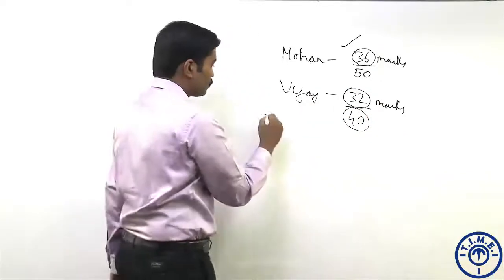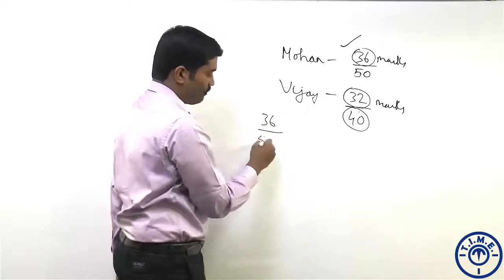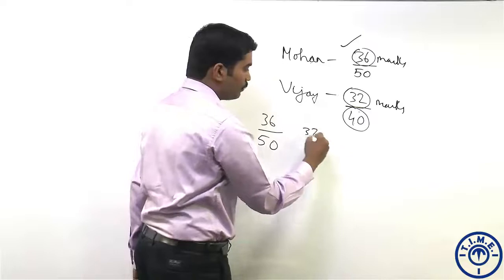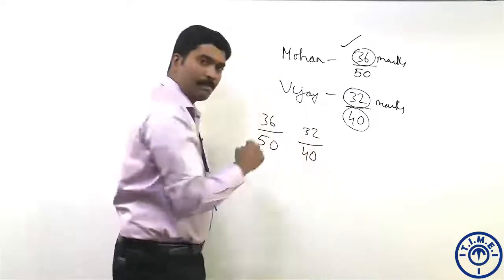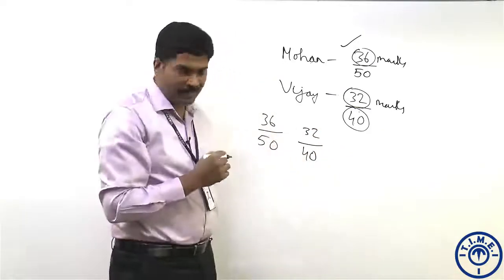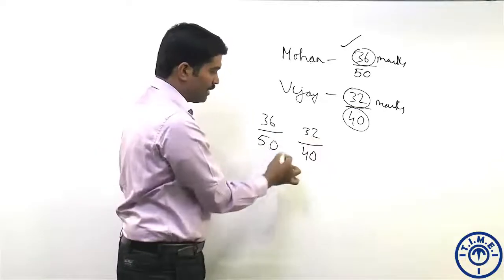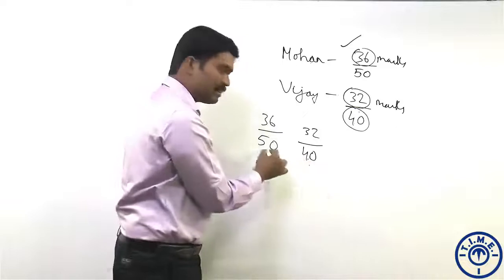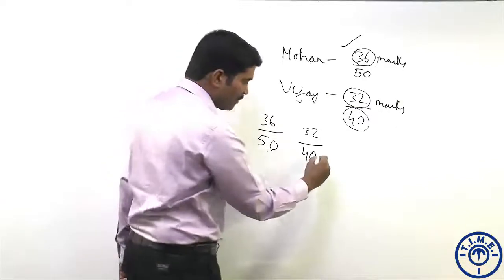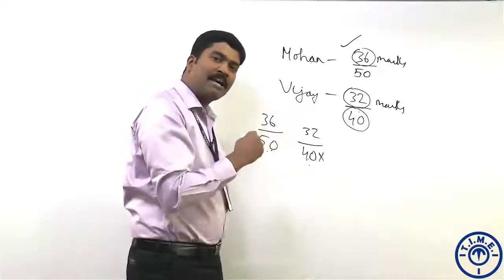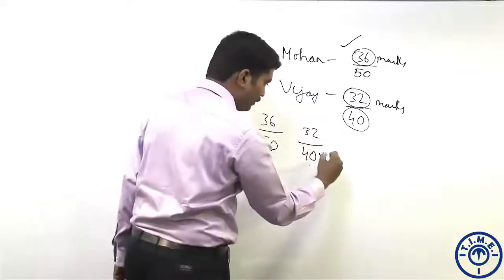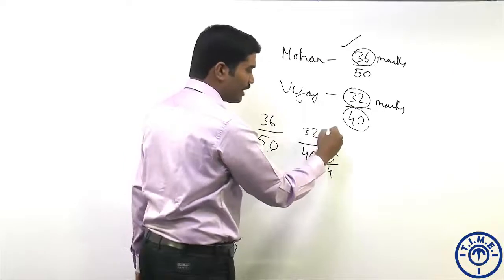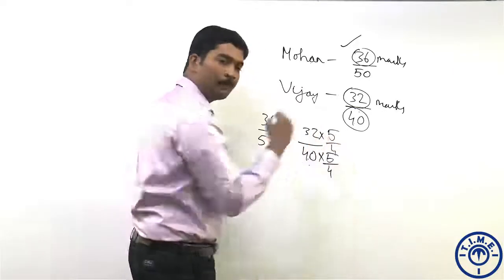Okay. So 36 out of 50, these are the marks one of them got. 32 out of 40, these are the marks the second person got. Now to compare their marks, I need to make the denominators same, correct? Now how can I make the 40 into 50? We can just multiply it by 5 by 4, right? Multiplying this by 5 by 4, similarly multiplying the numerator by 5 by 4, right?